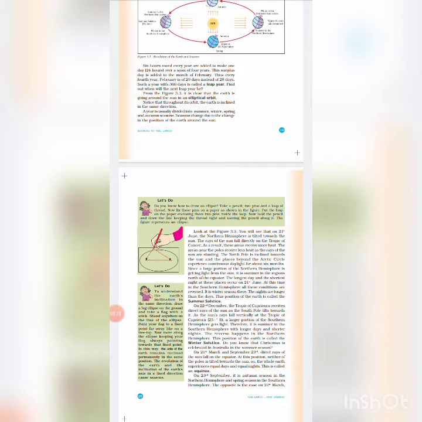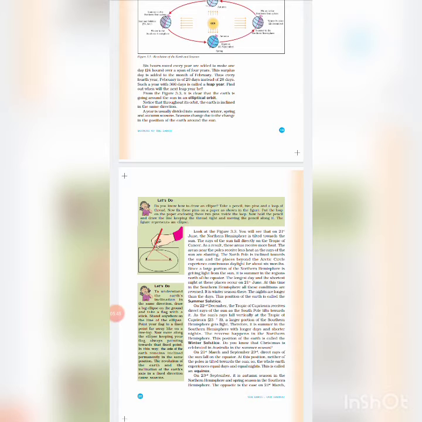The year is divided into summer, winter, spring, and autumn seasons. Seasons change due to the change in the position of Earth around the Sun. The areas near the poles receive less heat as the rays of the Sun are slanting.